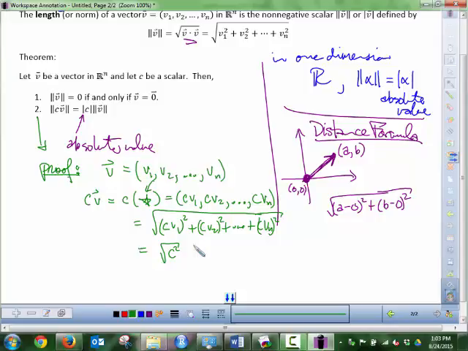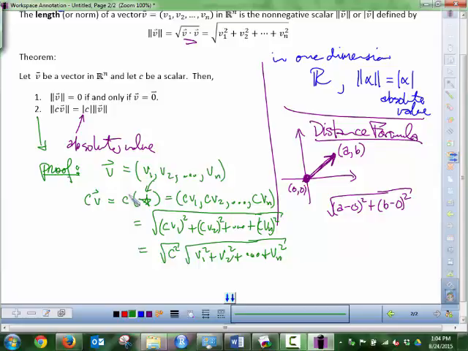And then before I cancel the square roots, I just want to talk a little bit about what that means. After I take a c squared out, I just have v1 squared plus v2 squared plus dot dot dot plus vn squared. Okay? So let's talk about the square root of c squared. Is this a plus and minus c, or is it just a plus c? This is just a plus c.